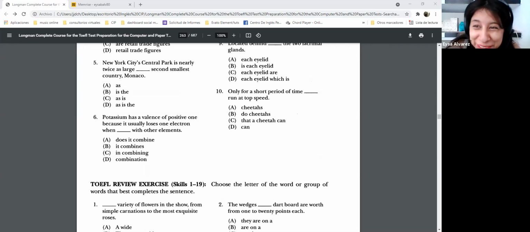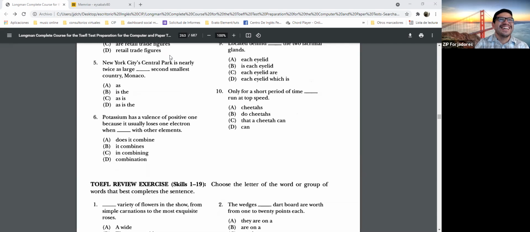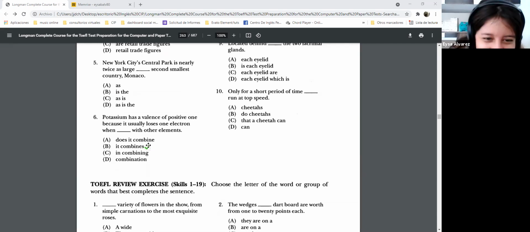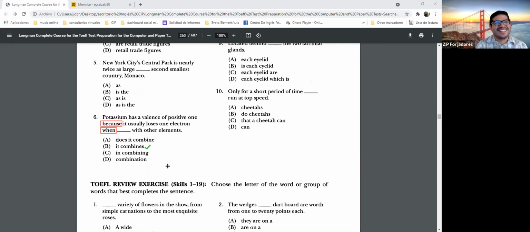Number six, I chose the letter B. Very good. Let me check. We have a connector that is "because", and then usually we have the subject, but then we have one more time a connector that is "when". That's why I need a subject and an action. It combines. Excellent.